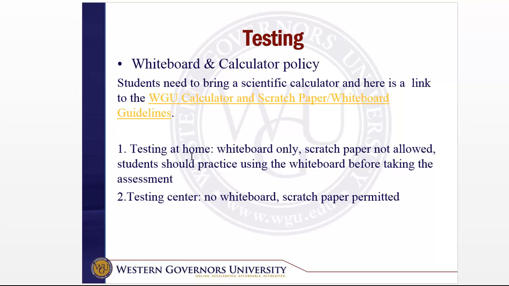And now the students need a calculator. I recommend a scientific calculator, and they don't have to spend a lot of money on it, but something that they're comfortable with. And they can use either a whiteboard, or if they're at home, on online proctoring, and scratch paper is allowed at a proctored site. And for the online whiteboard, WGU provides those for new students, and then they'll need whiteboard, dry eraser, and markers.